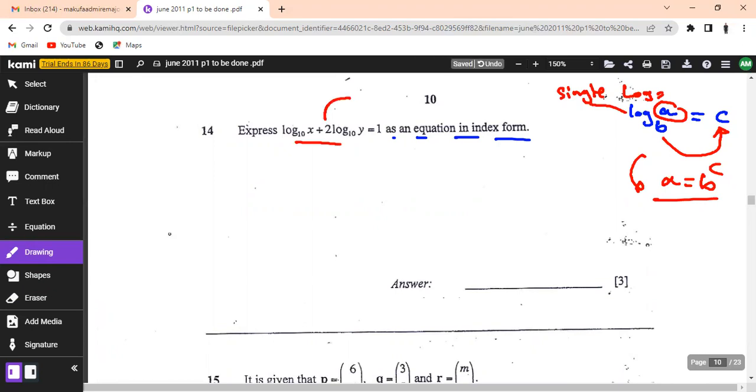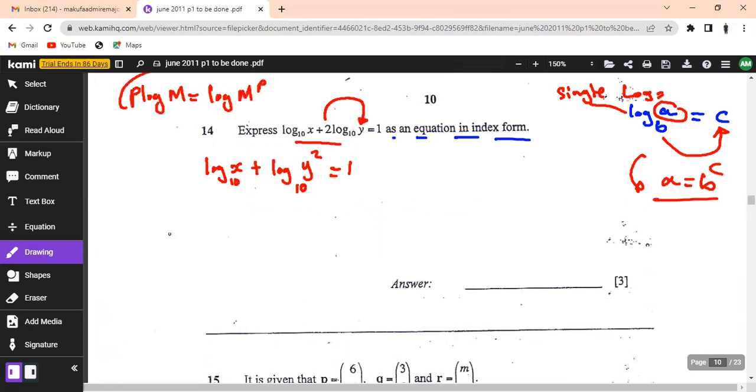What are you going to do? The 2 here is multiplying, so you're going to raise y to an exponent of 2. So it's going to be the logarithm of x in base 10 plus the logarithm of y squared in base 10, which is equal to 1. That was our first law. We are taking this from p log m, which is equal to log m to the exponent of p. So we have to raise this to be an exponent of the log.